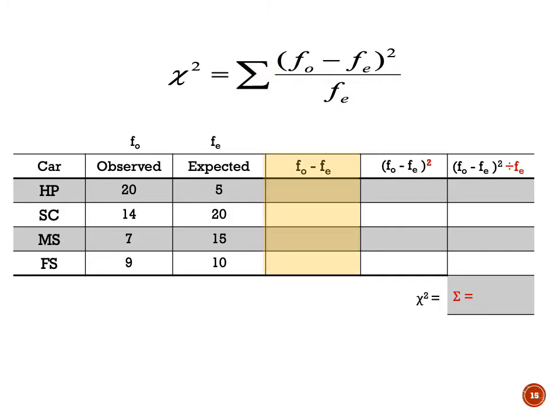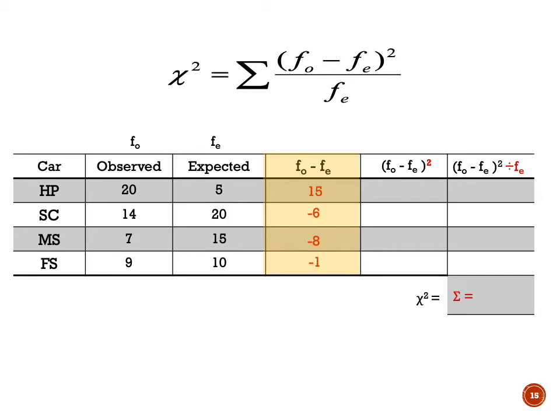Okay, so the first step, again, is to subtract: observed frequencies minus expected frequencies. We're going to do this for each row. Starting with high performance in the first row, our observed frequency was 20 and our expected frequency was 5. So 20 minus 5 gives us 15. Next, for subcompact, our observed frequency is 14, expected frequency is 20. So 14 minus 20 is -6. Following that, for mid-size, we have 7 minus 15 equals -8. And then last, observed frequency is 9 minus expected frequency of 10 gives us -1.